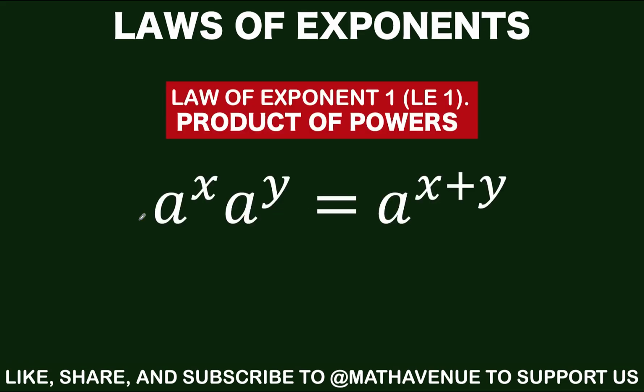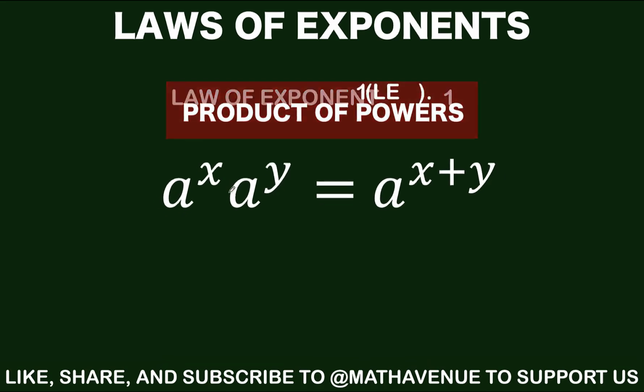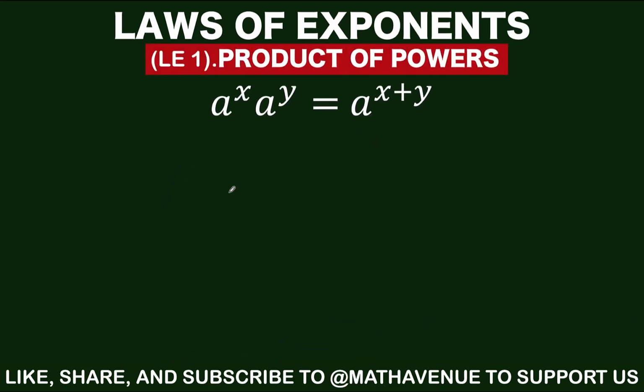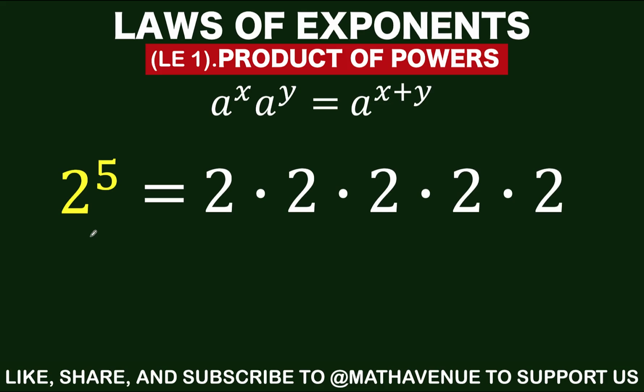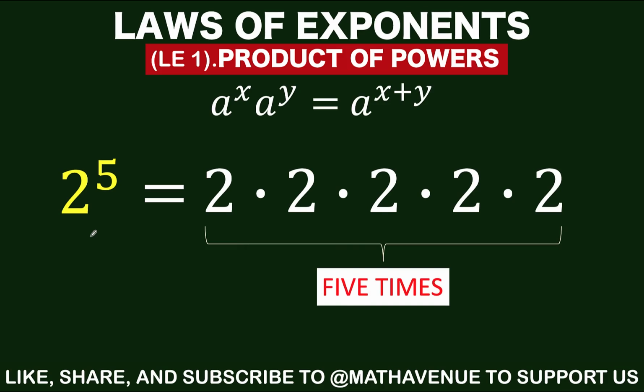Now, the first law of exponent says that if you have a number in exponential form written as a raised to x and another number written in exponential form a raised to y, you can find the product by simply copying the base and adding the respective exponents. Now, let's analyze this law of exponent number 1. Let's say we have 2 raised to the 5th. In expanded form, this is equal to 2 times 2 times 2 times 2 times 2. So we multiply the base 2, 5 times.